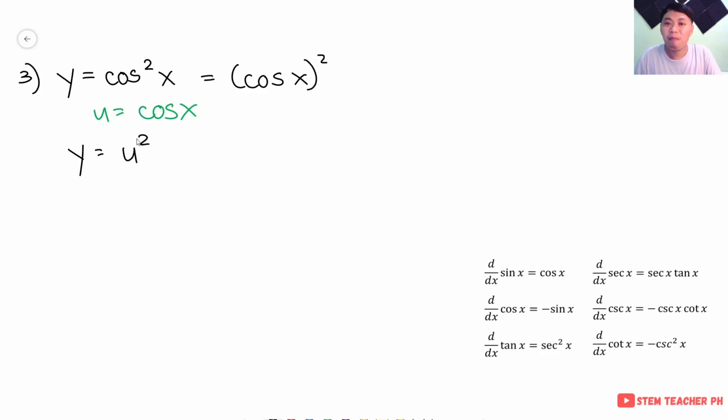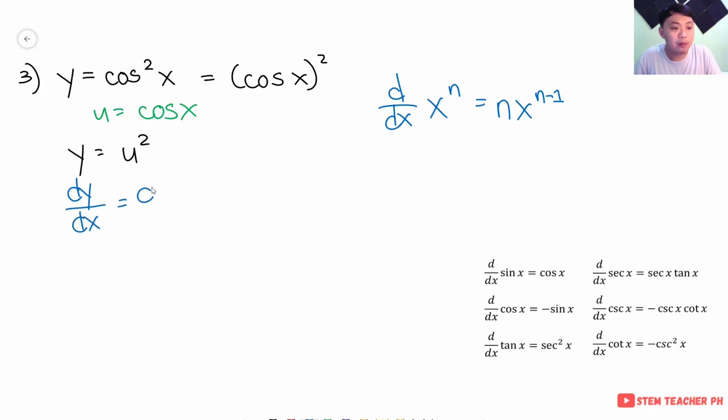Then eto, power rule of differentiation lang. As we recall, kapag kumukuha tayo ng derivative with respect to x ng certain x raised to n, ang ginagawa, binababa lang yung exponent n times x, tapos binabawasan siya ng isa. Ganun yung gagawin dito as we go along with our chain rule of differentiation. That is, if we are getting the derivative of y with respect to x, this is equal to, kuhanin muna yung derivative ng y with respect to u, tapos imumultiply siya sa derivative ng u with respect to x.